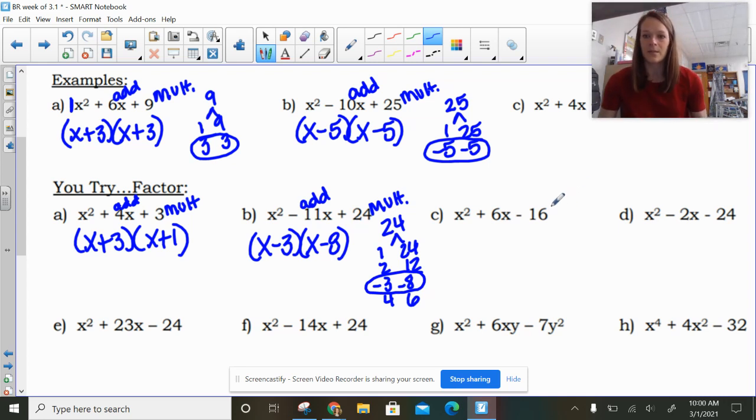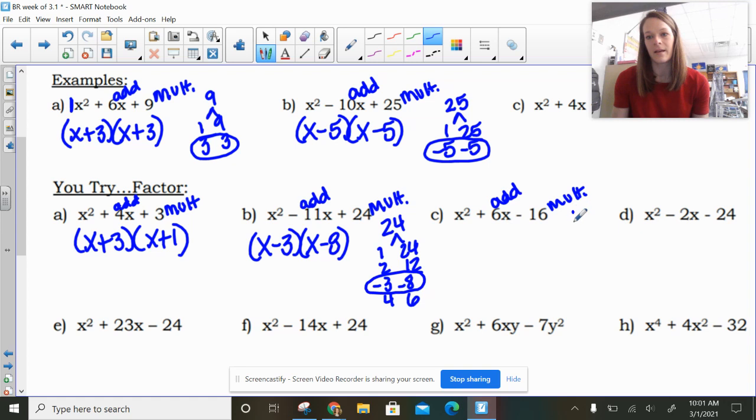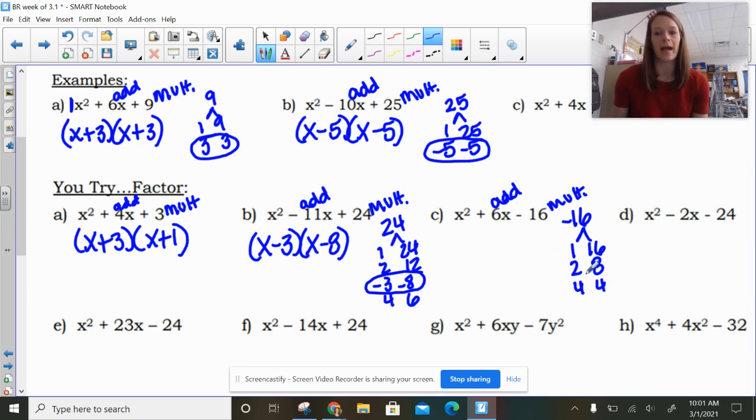Okay, and then this one. Multiply, add. So I have a 16. So 1 and 16, 2 and 8, 4 and 4. Now, because it's a negative 16, one of my numbers has to be negative. Only one. I want a positive 6, and with one number being negative, I'm really subtracting.